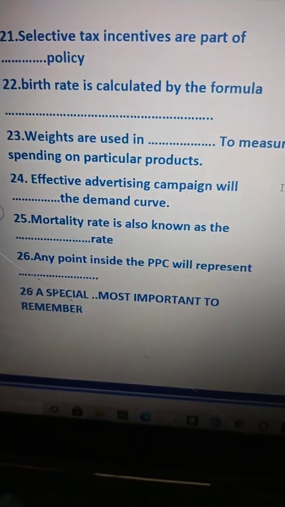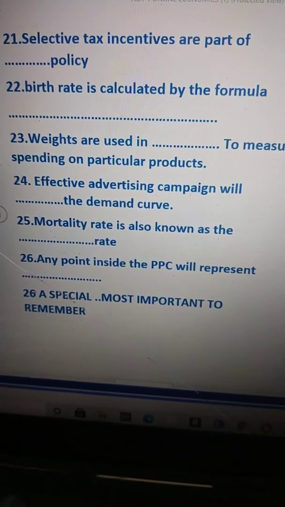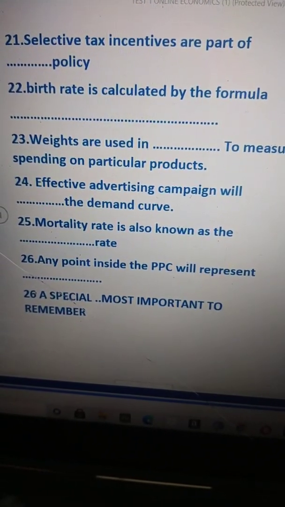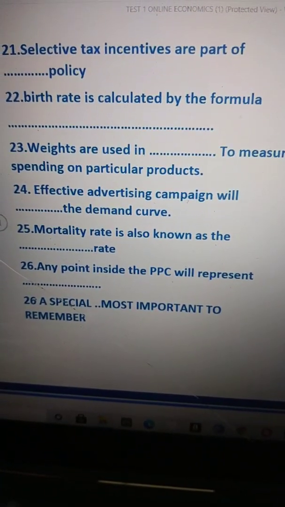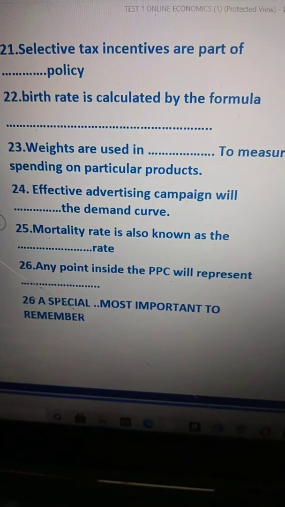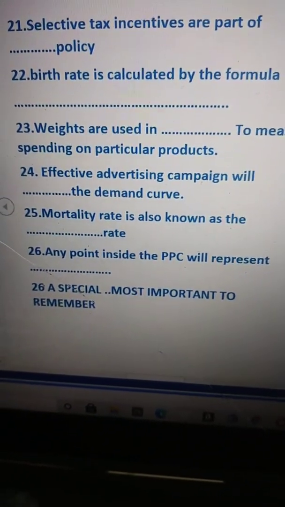26. Any point inside the PPC will represent what? Unemployment of resources, that's great. Underutilization of resources, awesome, very good.